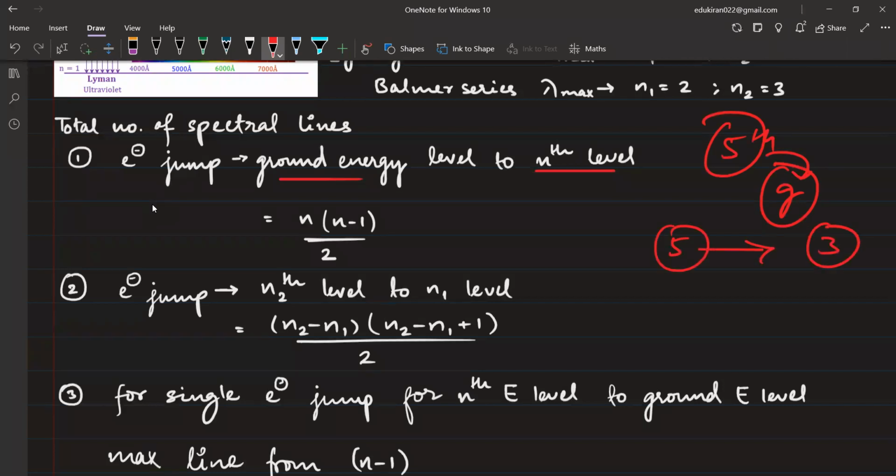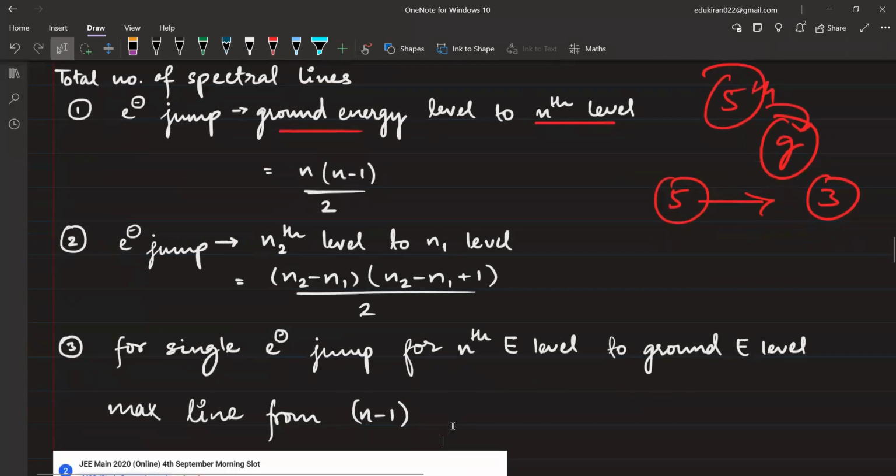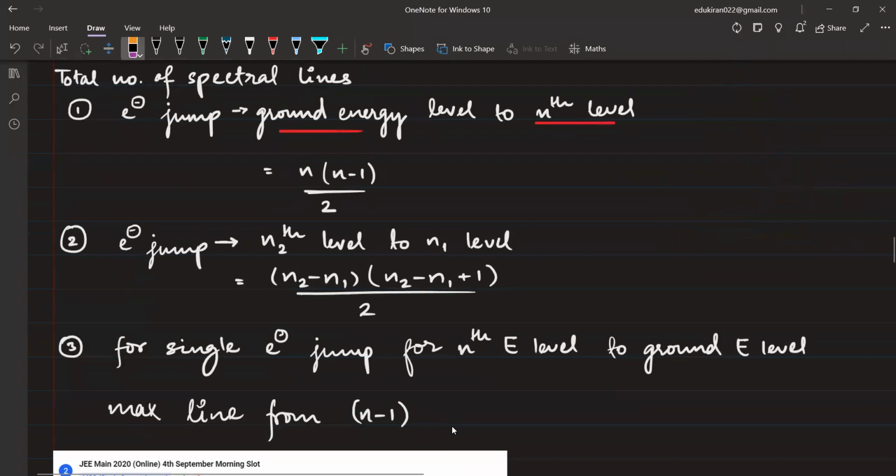Let us suppose 3 में jump कर रहा है. Then the formula will be (n2 minus n1) into (n2 minus n1 plus 1) divided by 2 as above. Now, if there is only a single electron, एक ही electron, in all of these other cases, single electron या फिर single atom की बात अगर हम करें, in this case, this is for single electron और single atom.